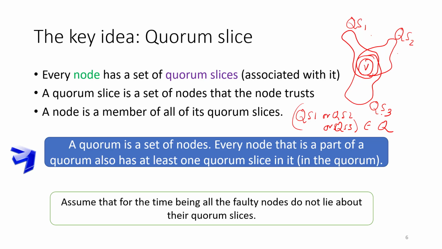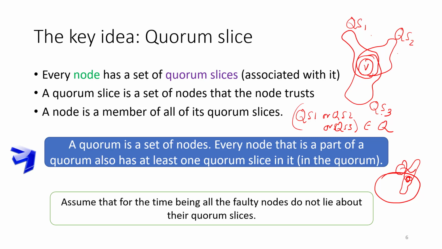So what's the idea? The idea is that a quorum is a set of nodes. You take any node in the quorum, you will have at least one of its quorum slices that is fully contained within the quorum. So let's say if this is a node and the node could have multiple quorum slices. We are not concerned about that. But there is at least one quorum slice which is fully contained within the quorum. And this is the case for all the nodes. So this is a quorum.